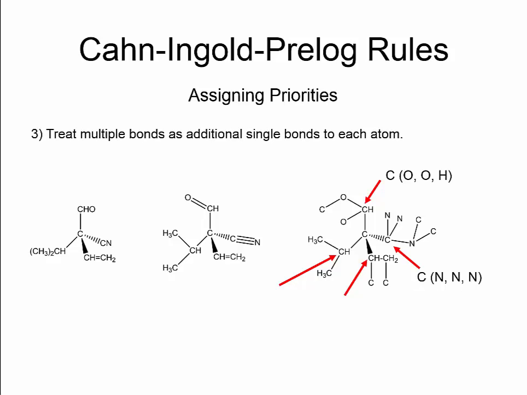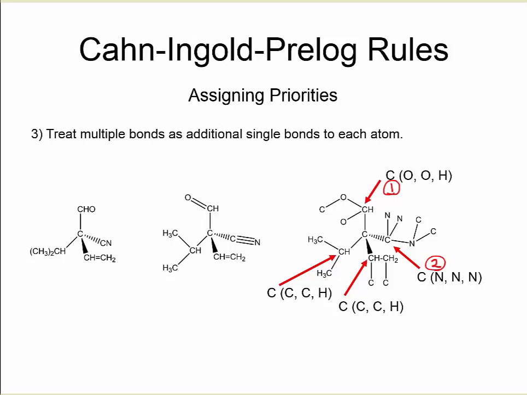The carbon on the right is bonded to 3 nitrogens. The carbon on the bottom center is bonded to 2 carbons and a hydrogen. And the carbon on the left is bonded to 2 carbons and a hydrogen. So what I can tell so far is that the aldehyde is going to have the highest priority and the nitrile is going to be second because I'm comparing the oxygen to the nitrogen. The oxygen is higher than a carbon and a carbon.